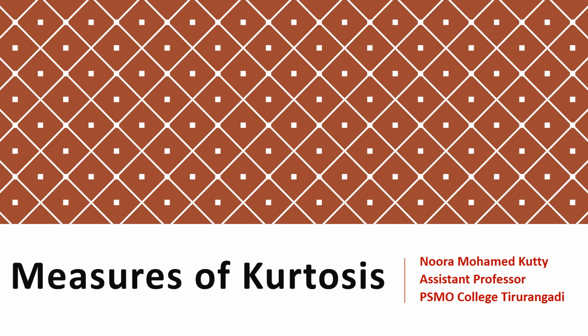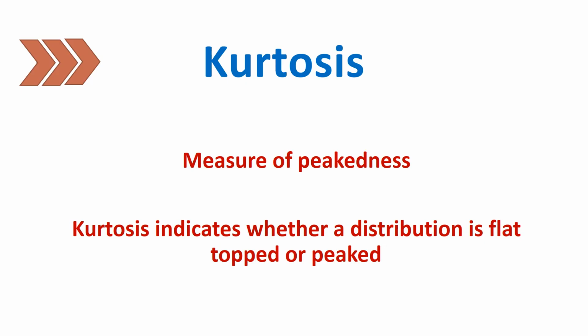In this video, we are going to discuss the measures of kurtosis. The term kurtosis is a Greek word that means bulginess. It is a measure of peakedness. Kurtosis shows the degree of peakedness of a distribution, usually taken relative to a normal distribution. So kurtosis indicates whether a distribution is flat-topped, normal or peaked.